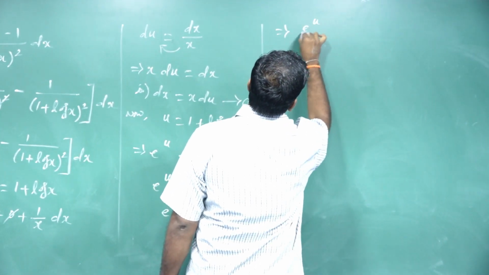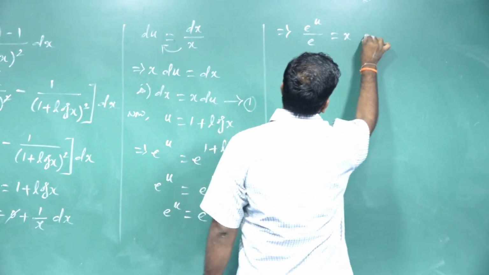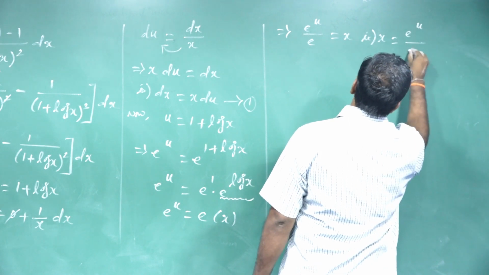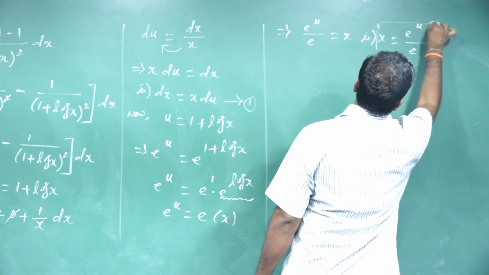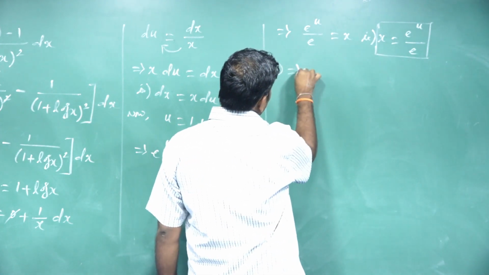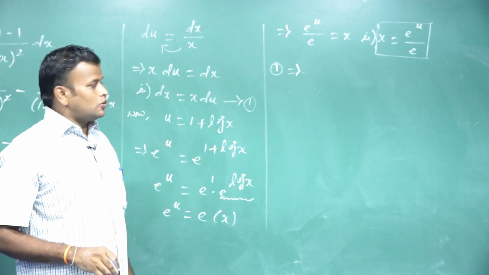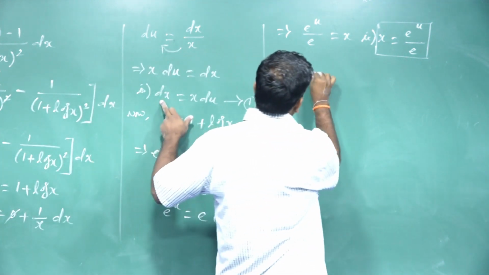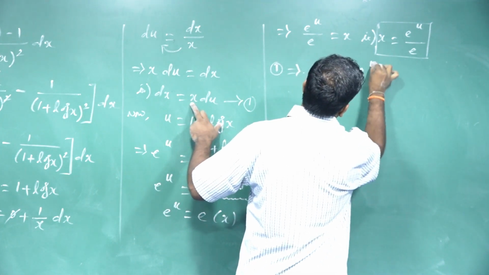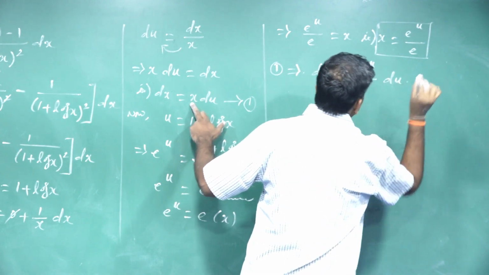So e power u divided by e is equal to x. That is, the value of x is e power u into e. Now I substitute the value of x in the first equation. Now you see x also in terms of u in the first equation. So dx is equal to, the value of x is e power u divided by e, into du.